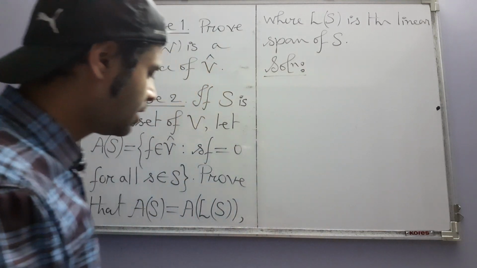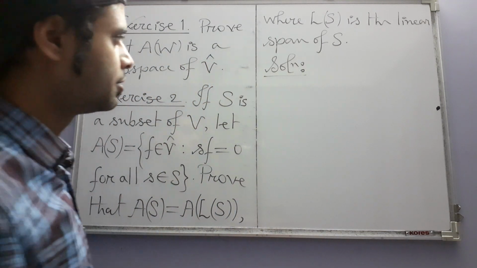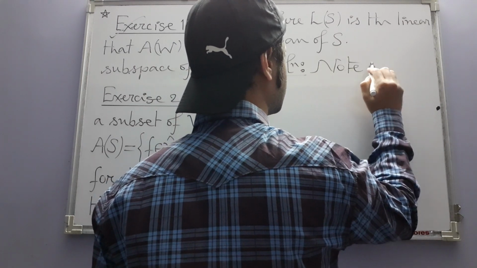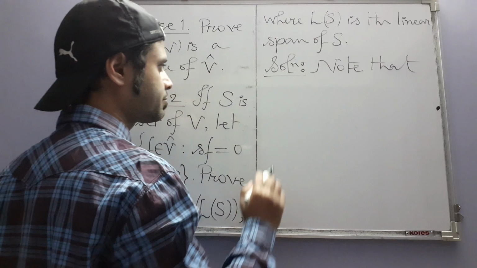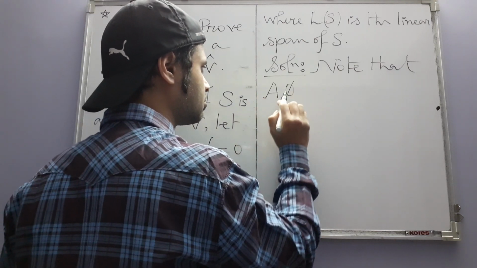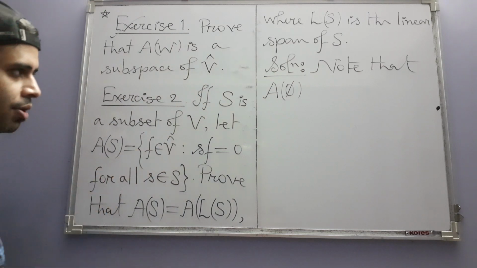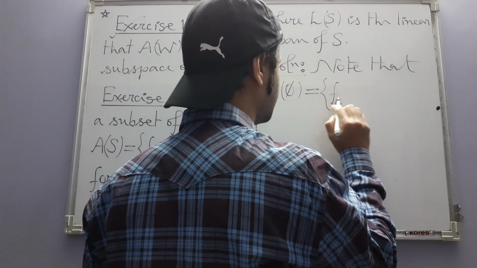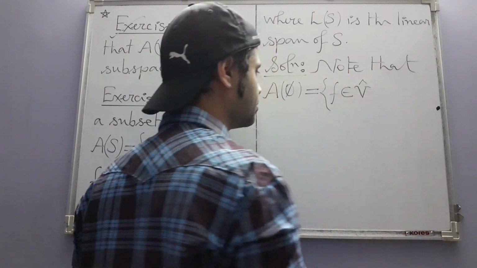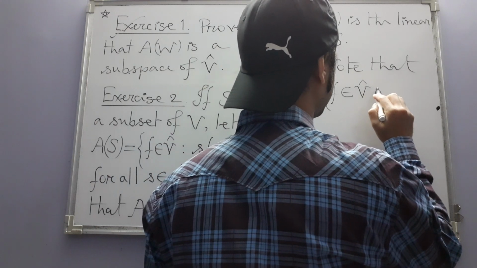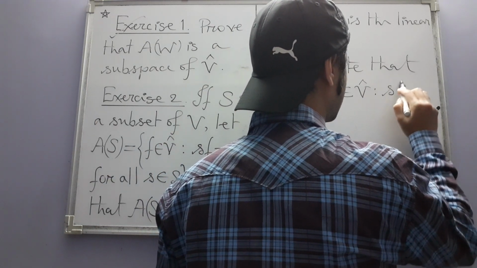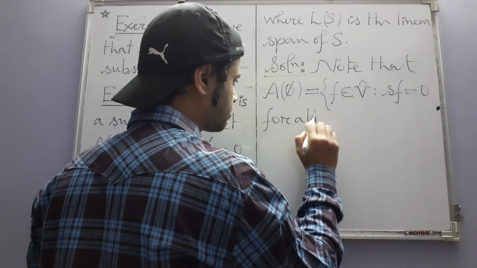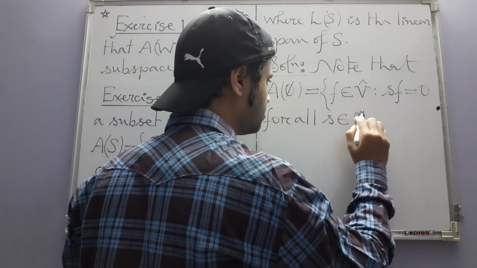We take care of one trivial case first, namely when S is the empty set. Note that what is A of the empty set? By definition, if we just simply blindly use the definition, I mean we write the set and then we will see what it ultimately becomes. It is by definition the set of those linear functionals f such that the f image of s is equal to 0 for all s belonging to the empty set.